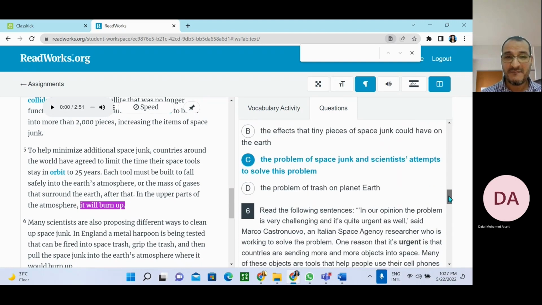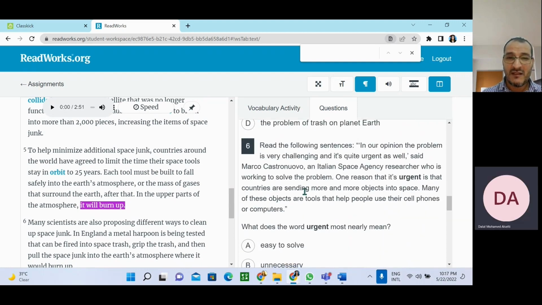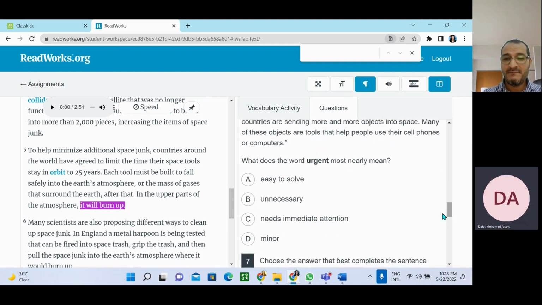Number 6, please. Read the following sentences. In your opinion, this form is vocabulary-based, so I think it would be easy. Find the word in bold. One reason that's urgent is that countries are sending more and more objects into space. Urgent. What's the meaning of urgent? This one needs immediate attention.